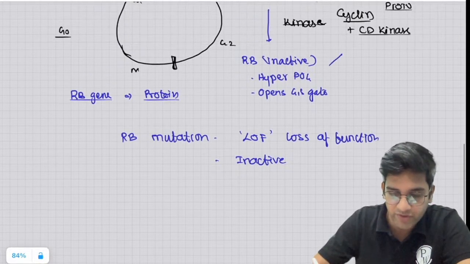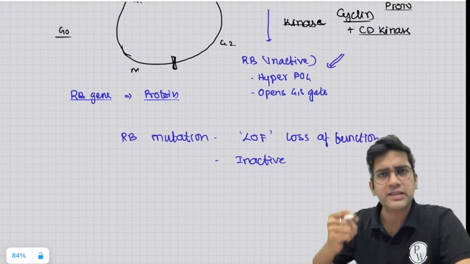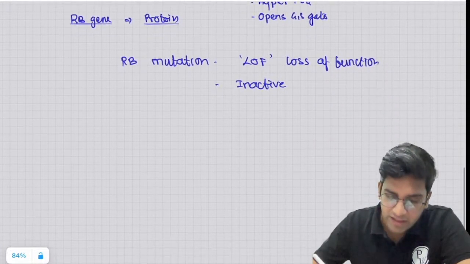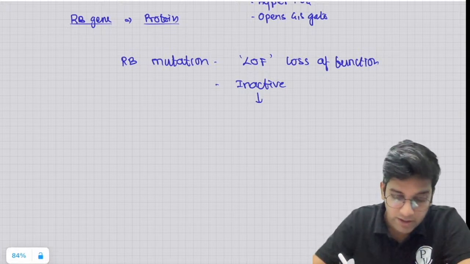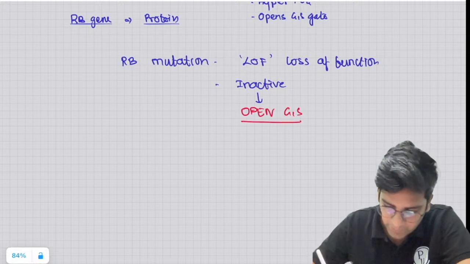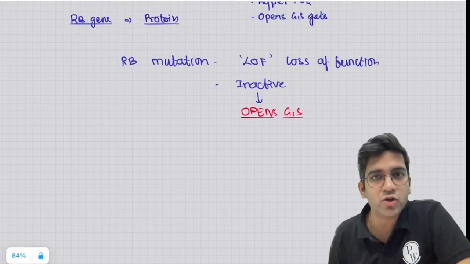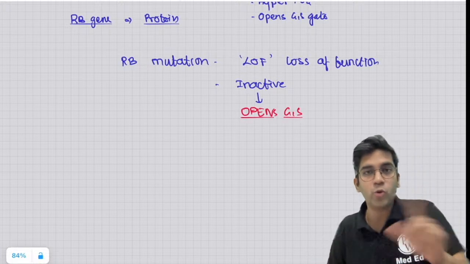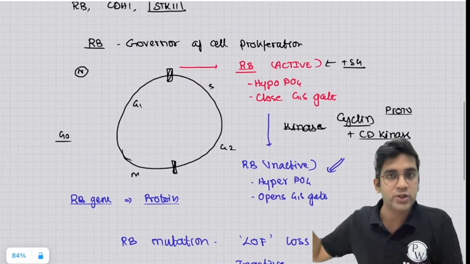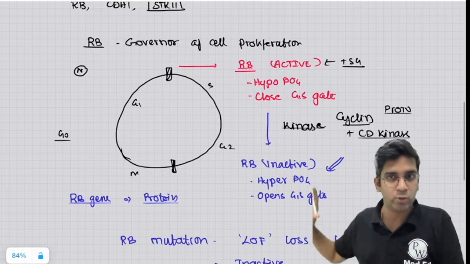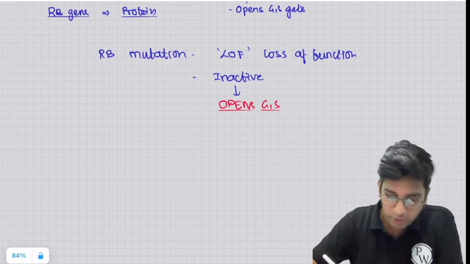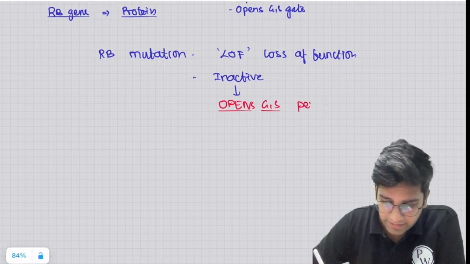Because if you remember, this is what we saw. Whenever RB is inactive, in the hyperphosphorylated form, it always opens the G1S gate. So whenever RB is inactive due to a mutation, it will always make the G1S gate open. Mutation is permanent or temporary? It will open because it's inactivated, it's loss of function. When it's active, it closes. When it's inactive, it opens. I hope it's clear, Lalit and medicos. So here the mutation is permanent, so it opens the G1S gate permanently.